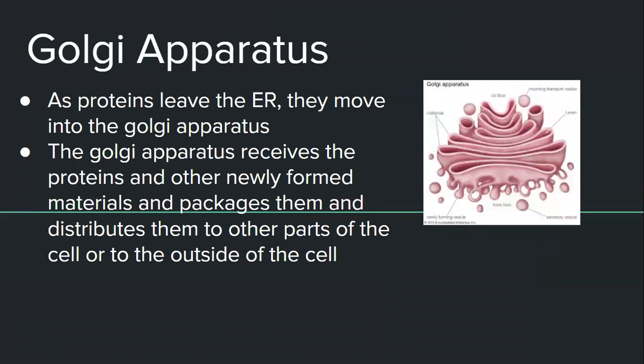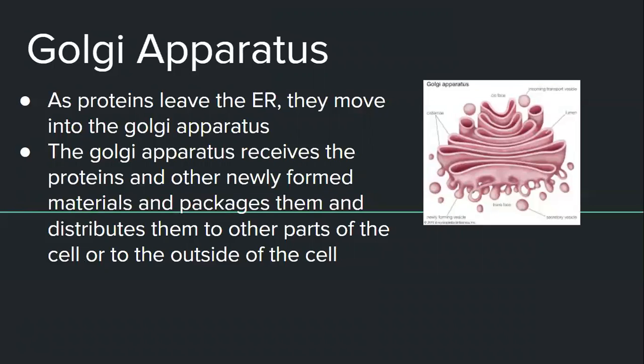Now we have the Golgi apparatus, which looks pretty similar except for the dots. As proteins leave the ER, they move to the Golgi apparatus, a structure that looks like flattened sacks of tubes. Consider it the cell's warehouse. The Golgi apparatus receives proteins and other newly formed materials from the ER, packages them, and distributes them to other parts of the cell or for use outside of the cell.